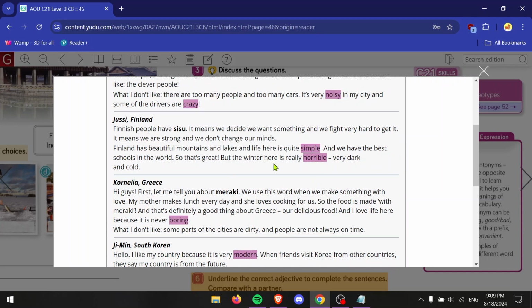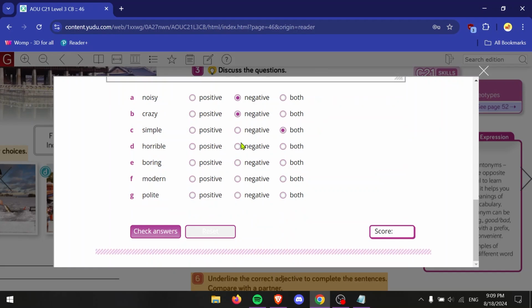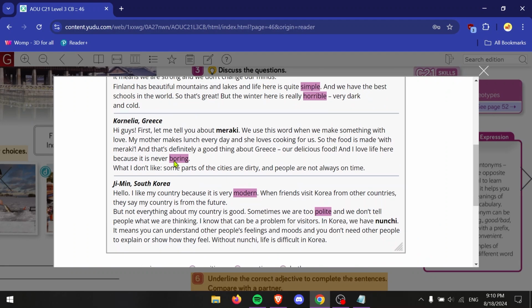What about the word horrible? But the winter here is horrible. Is it really horrible? Horrible is just straight up negative right away. There's nothing good about the word horrible. We use it to describe something that is very bad. So negative right away. Okay.